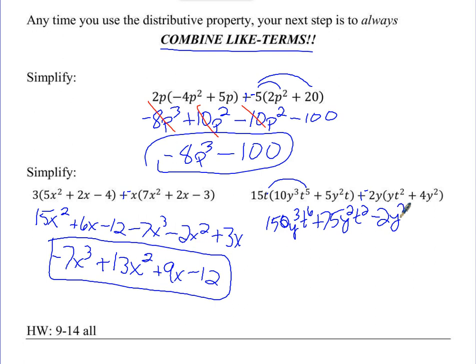Negative 2y to the second this time, because we're multiplying y times y, which is y squared. Nothing happened to that t squared, so it stays t squared. Very good. And what's the last one going to be? So minus 8y to the third. Very good.